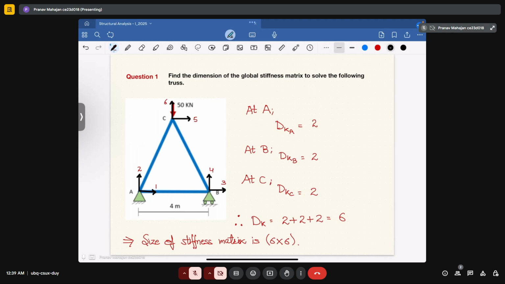Okay, fine. So let's move to next question. So in this case, your problems will not be very tough. It is only to provide you a glimpse of how the stiffness matrix looks like. Okay, so let's move to next question.